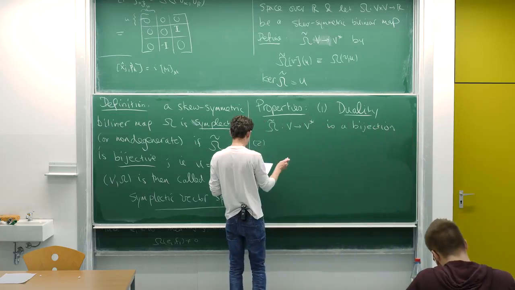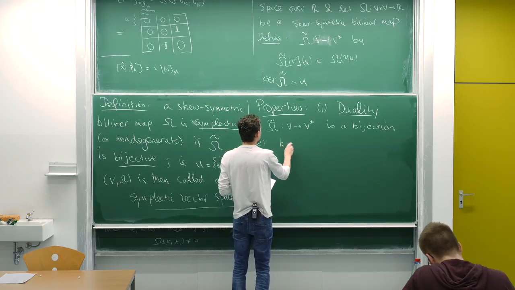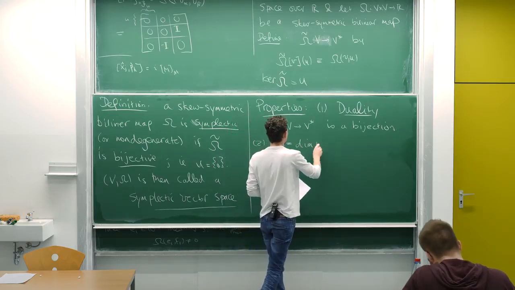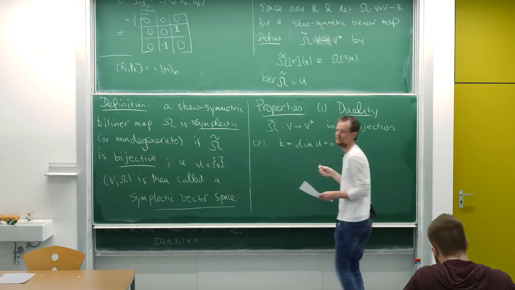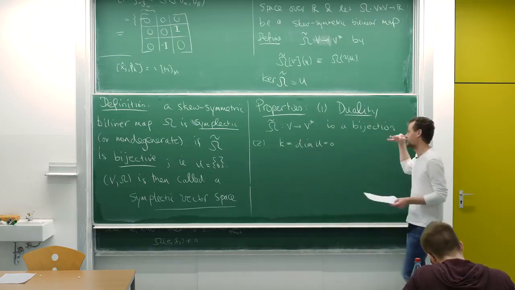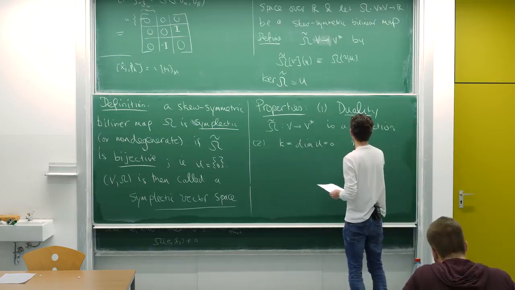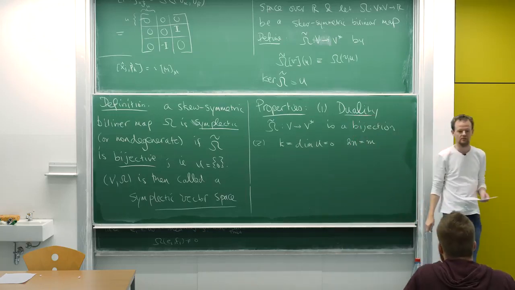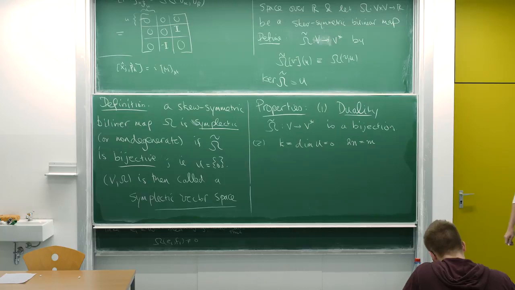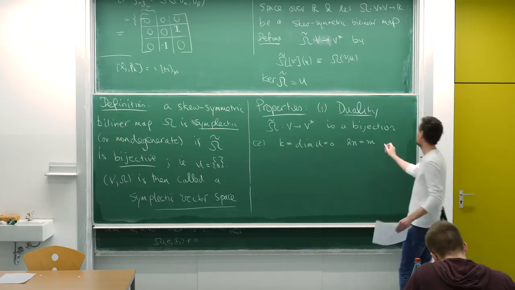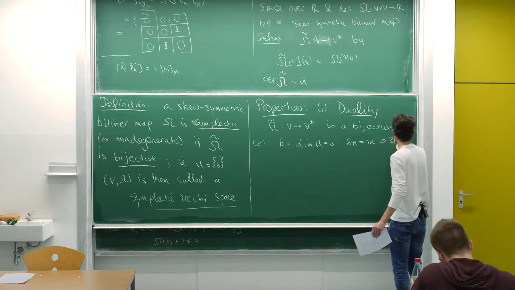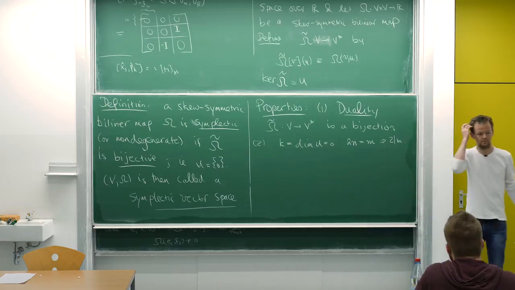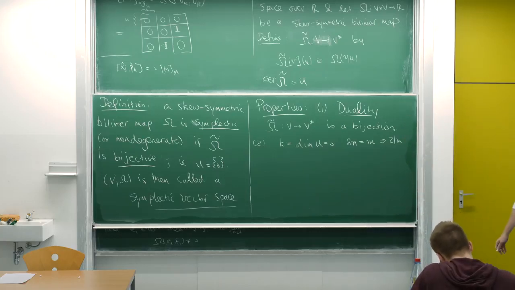Let's take some more elementary yet very powerful results. Because K, which is the dimension of U, is 0 by assumption for symplectic vector spaces, that tells us that 2N is equal to M, the dimension of our vector space. Well, what does that imply? That implies that 2 divides M, so M is even. You can't have an odd dimensional symplectic vector space.